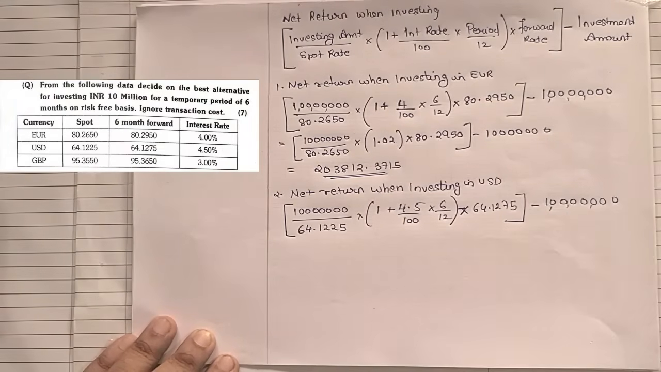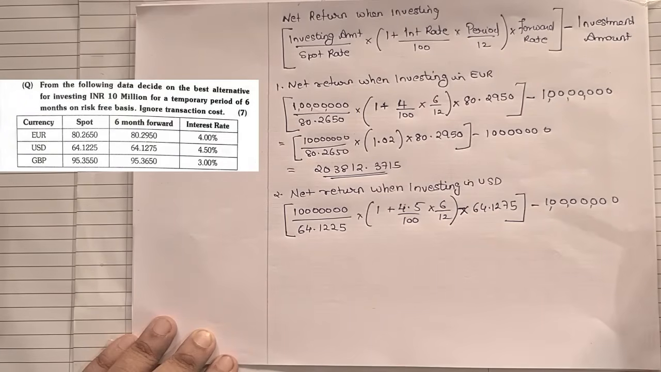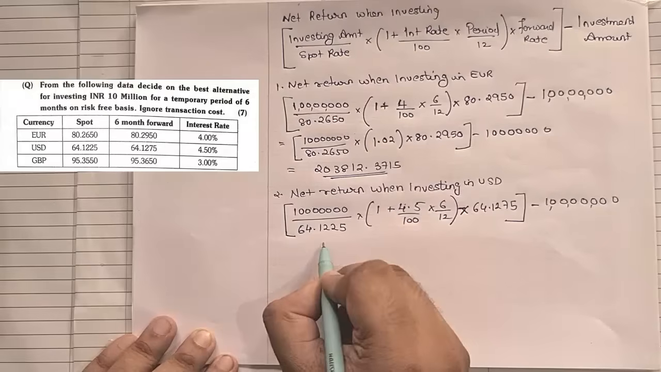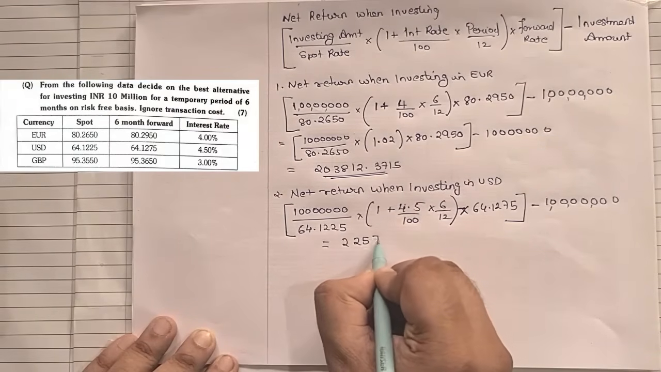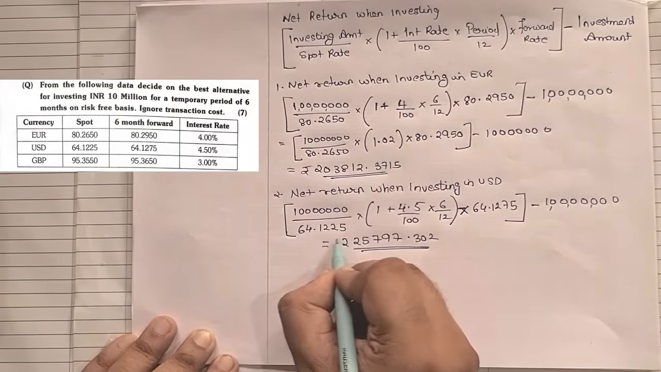Okay, so while calculating this, it will be 6 divided by 12 into 4.5 divided by 100 plus 1, into 64.1275 divided by 64.1225 into 1 crore. So 1, 2, 3, 4, 5, 6, 7. Okay, I will get the value. From that value I will minus this 1 crore. So minus 1, 2, 4, 6 and 7. I should get the value as 225,797.302. These are all in rupee. Okay, we have converted all of them in rupee.